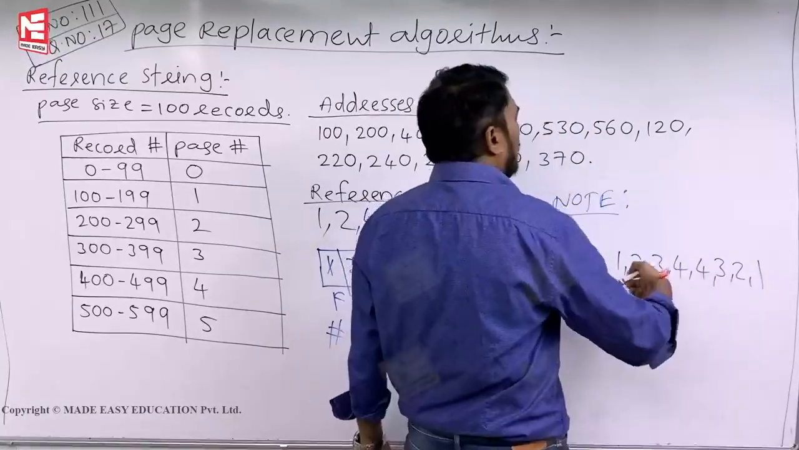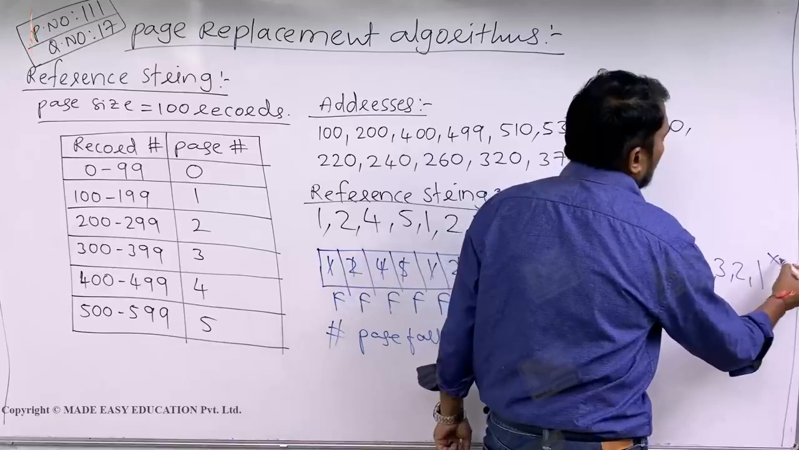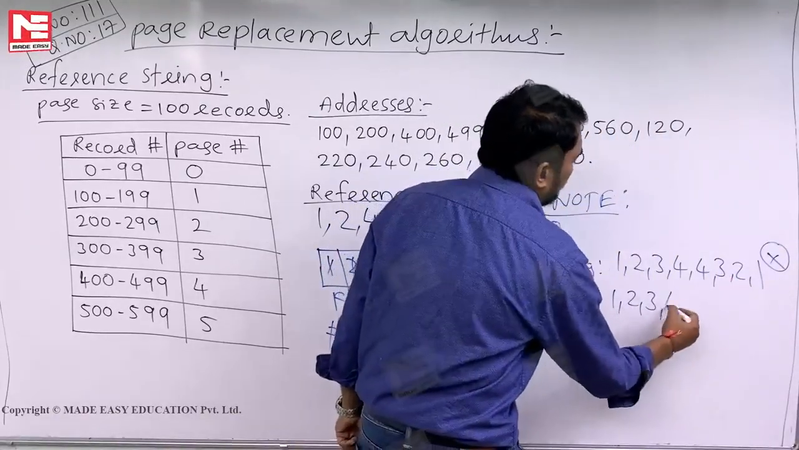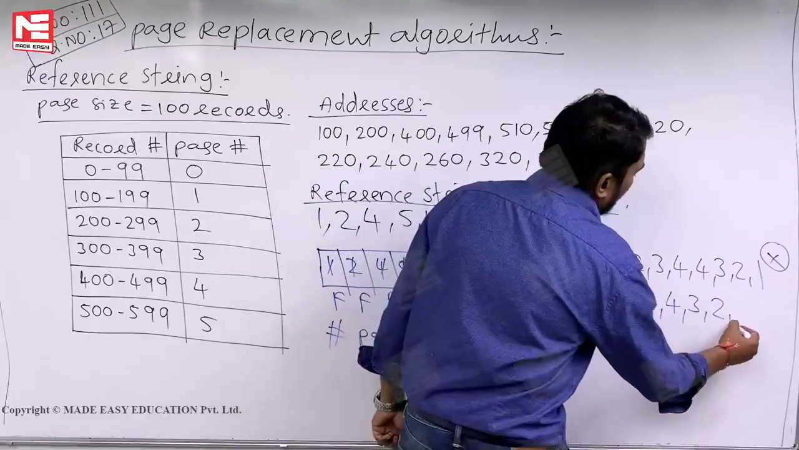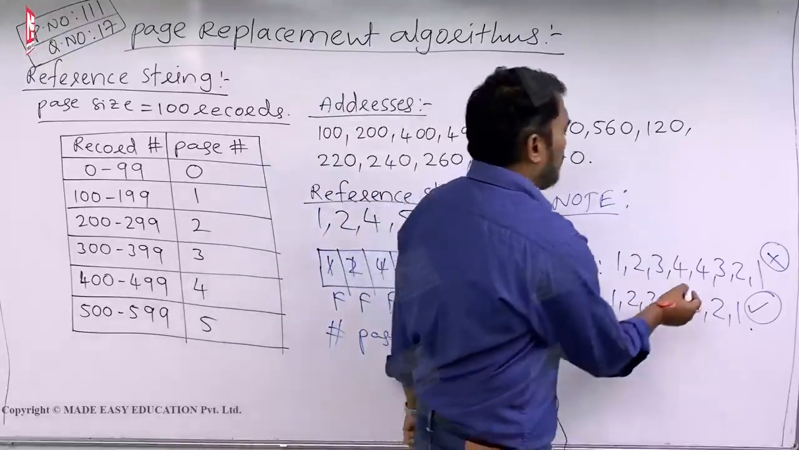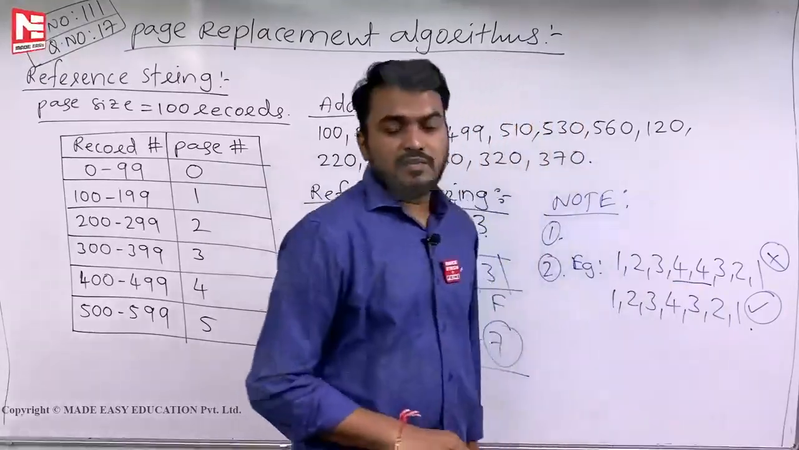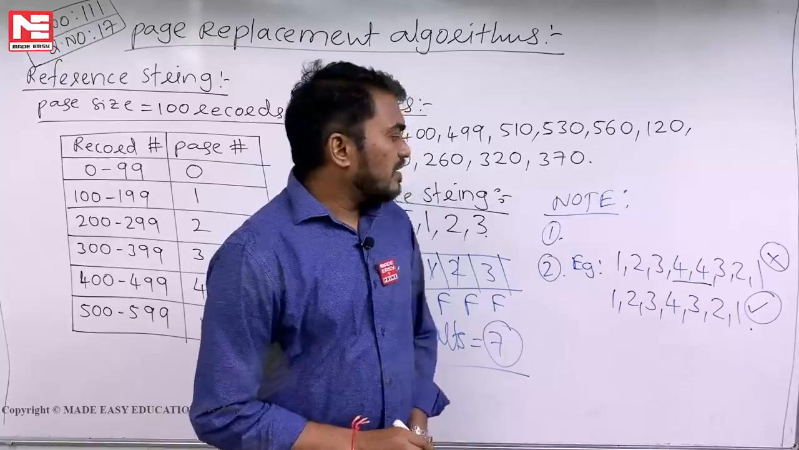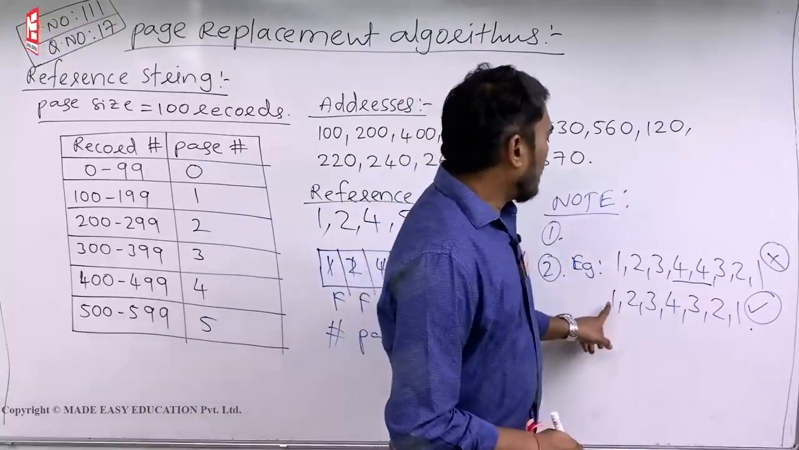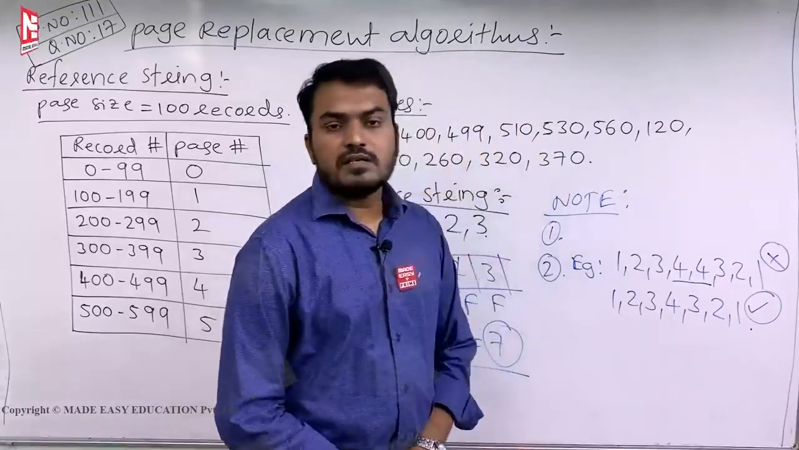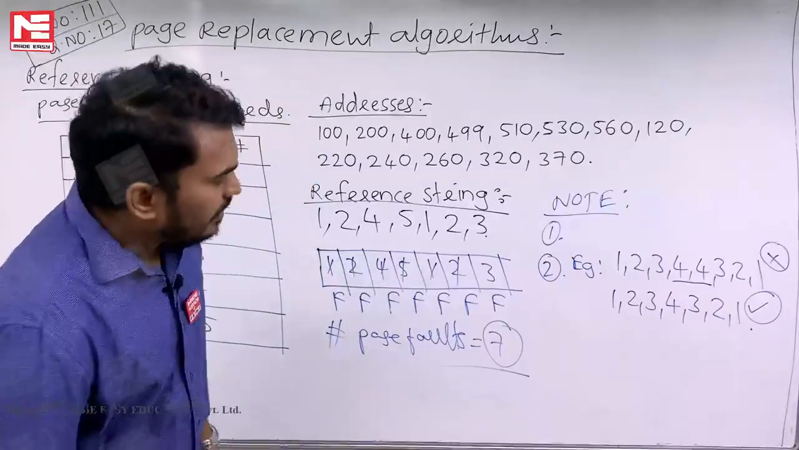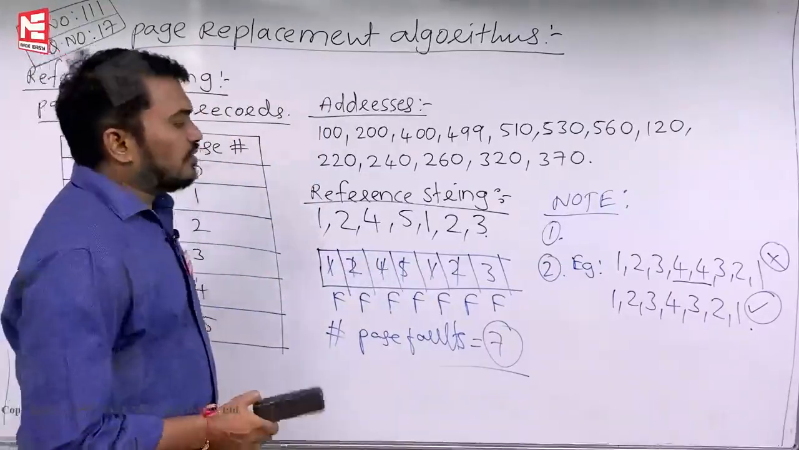Now tell me, is it a valid or invalid reference string? That is an invalid reference string. So what should be the valid one here? We can write 1 2 3 4 3 2 1. So this is a valid reference string. Continuously यहाँ पे same page नहीं होना चाहिए reference string में. So this is invalid and this is valid. That is how you need to write it as an important note. You need to remember these 2 points carefully.